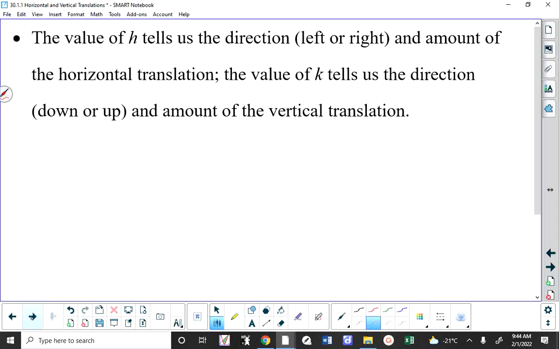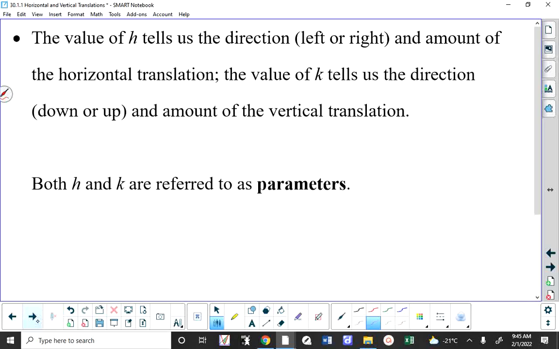So, if you know h, you can tell me about the horizontal translation. You can tell me, does it move left or right, and how much? And if you know k, you can tell me about the vertical translation. This is the whole goal today. If you identify h and k, what does that do to the graph? Both h and k are referred to as parameters, and that word is going to be important throughout this course.